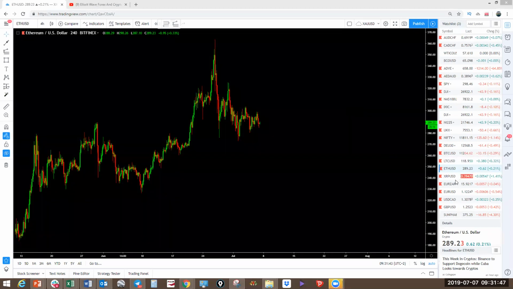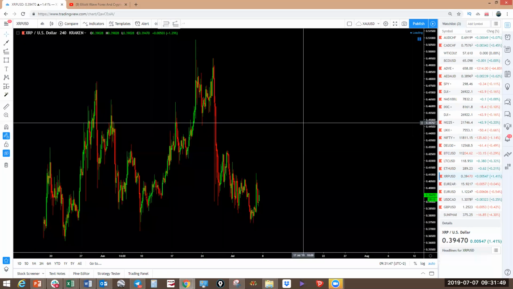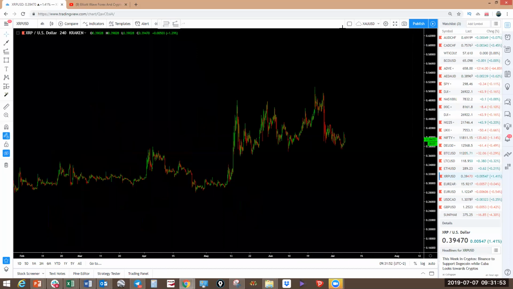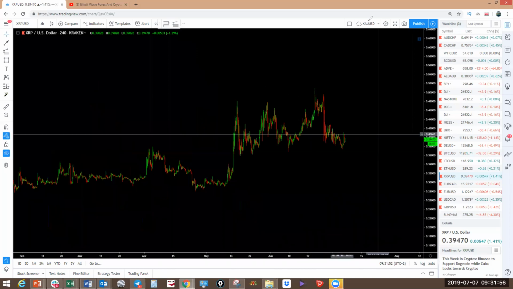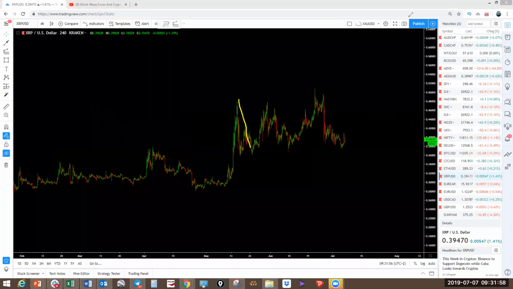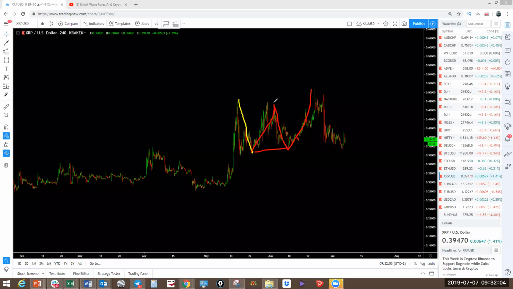Right, Ripple. Now Ripple is looking very interesting. It's got a very nice structure. It has not changed, so the theme goes for the cryptos. You've got a pulsing move down here. You've got a complex X correction there, 1, 2, 3. You've got a flat correction there, and you've got this one coming down here.